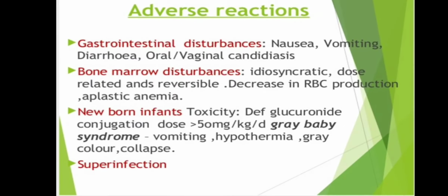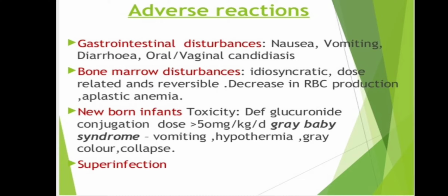Then we'll see its adverse reactions. First is gastrointestinal disturbances like nausea, vomiting, diarrhea, oral and vaginal candidiasis. Second is bone marrow disturbances, idiosyncratic, dose related and reversible, decrease in RBC production, aplastic anemia. Then in newborn infants, toxicity due to deficient glucuronide conjugation with dose more than 50 mg per kg, or gray baby syndrome.